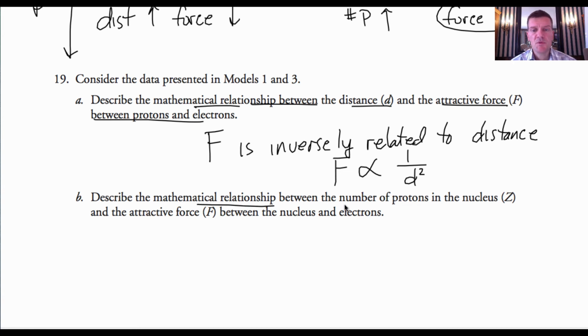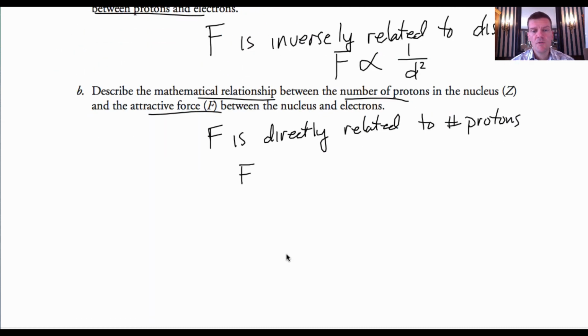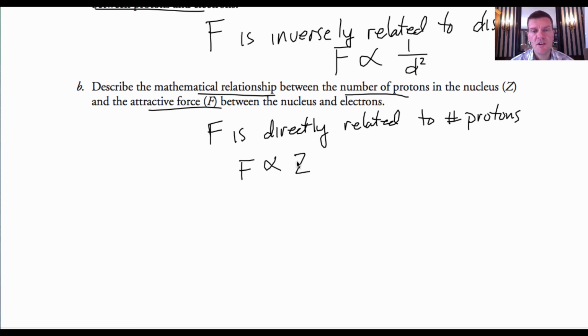The mathematical relationship between the number of protons and the attractive force between the nucleus and electrons. In this case, F, the force, is directly related to the number of protons. So F, force, is proportional to the number of protons. Directly proportional. Up here, it's inverse relationship. Here, it's a direct relationship.